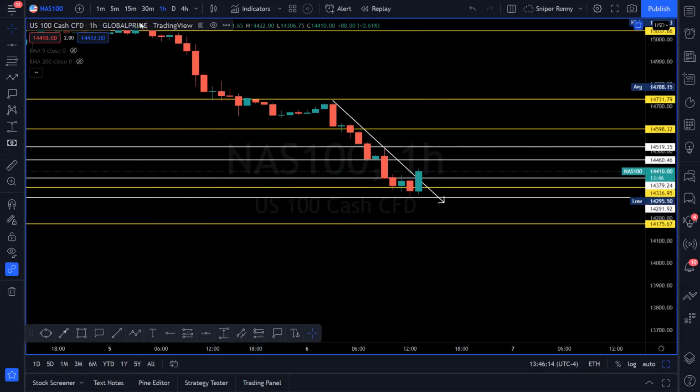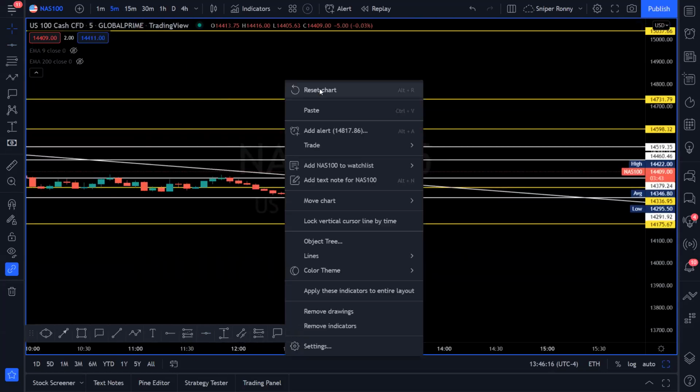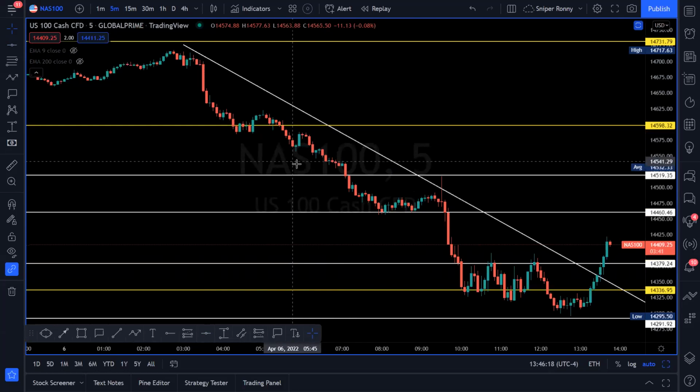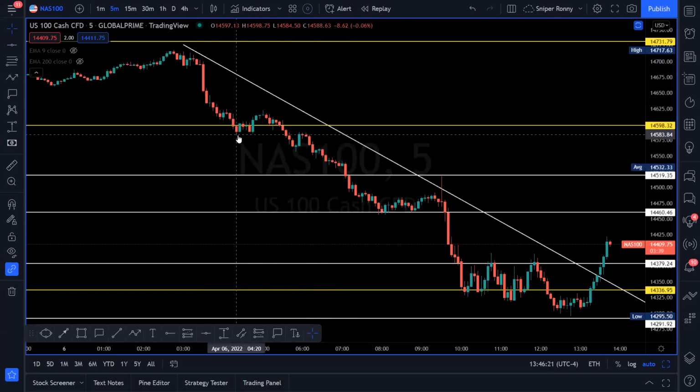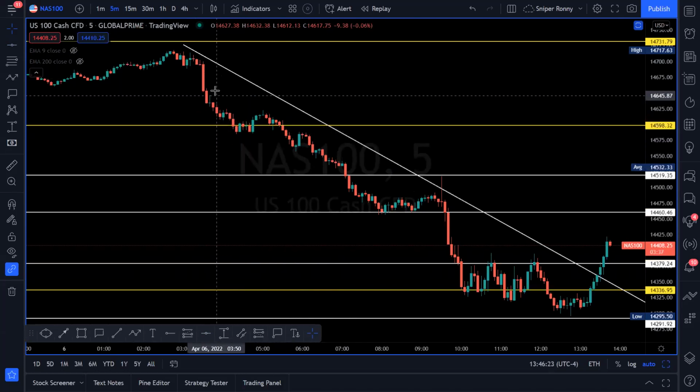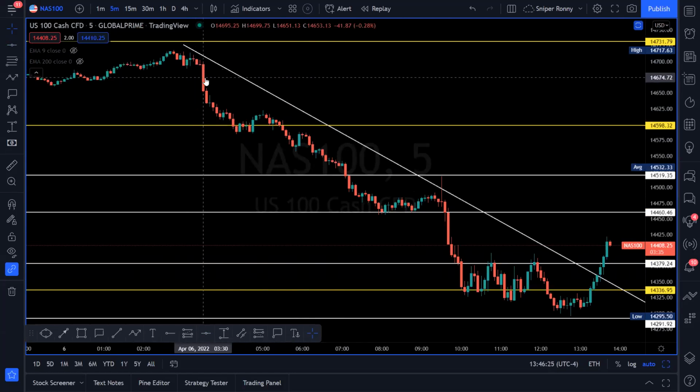Okay, and now we can go into the lower frames, the 5 minutes. Okay, so big drop, guys. London market, we were trading it over here. Okay, so London market open, guys.